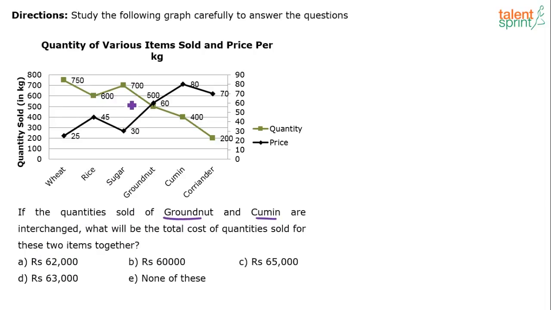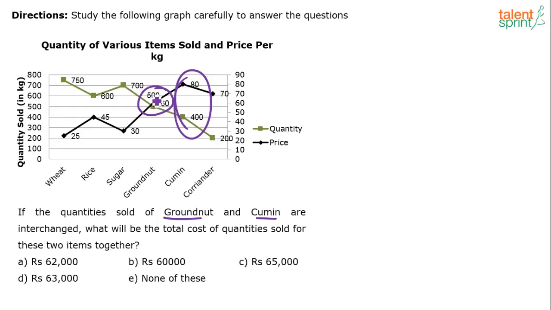Quantities sold are interchanged. See, groundnut is the fourth item, right? For groundnut, the values are 560. For cumin, the values are 480. Sorry, 480. So the quantities sold are interchanged. So what will be the answer?